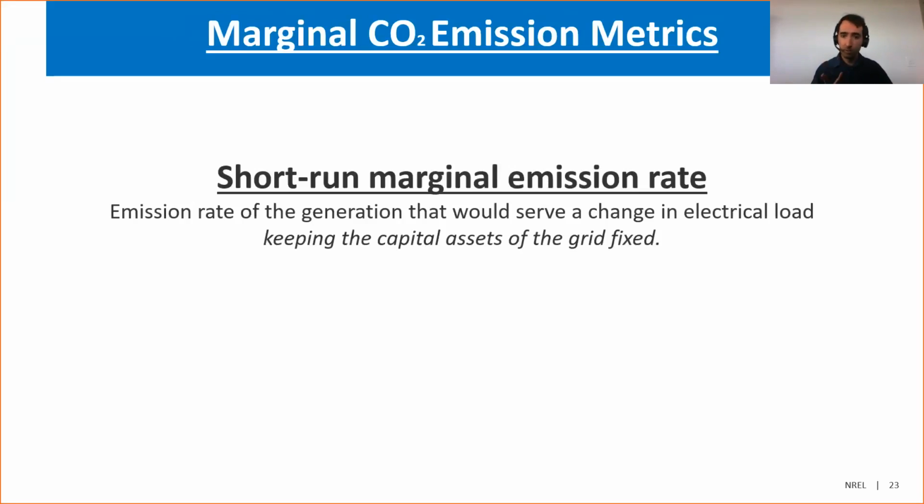Like I said, we have 2 different emission rates, and I'm going to define them and describe why they're different and why it's important to know the difference between the 2. The first one is the short-run marginal emission rate. This is the emission rate of the generation that would serve a change in electrical load if you keep the capital assets of the grid fixed.